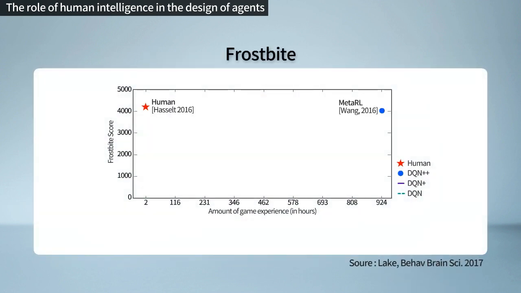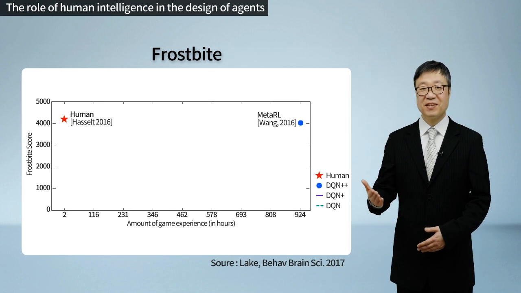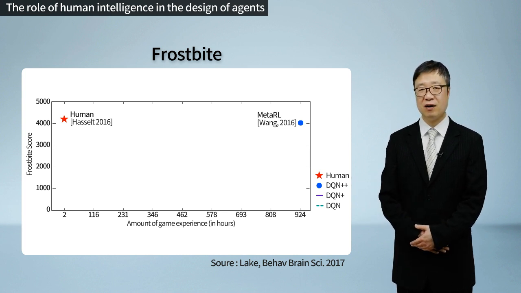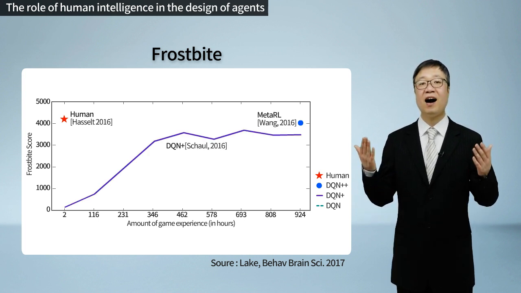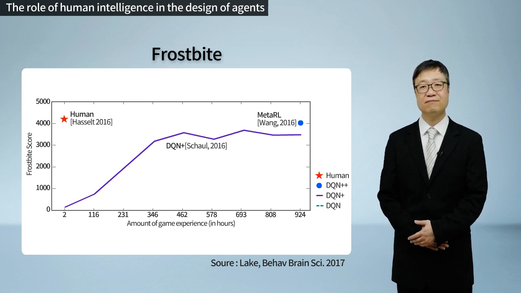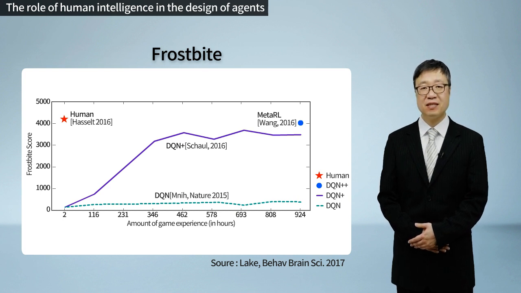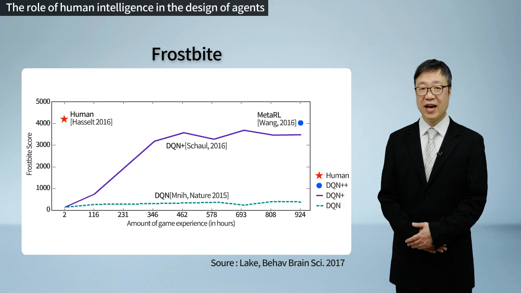Let's see the graph showing the comparison between humans and the latest AI performance. Can you guess who wins in this result? Yes, of course, we are human beings. Just a couple of hours of play earned a very high score. What about AI? They will need over 900 hours of play to meet the score a human achieved. Then, what brings about this big difference between AI and human beings? Let's have a look right away.